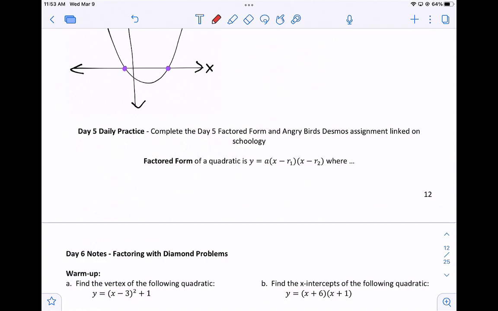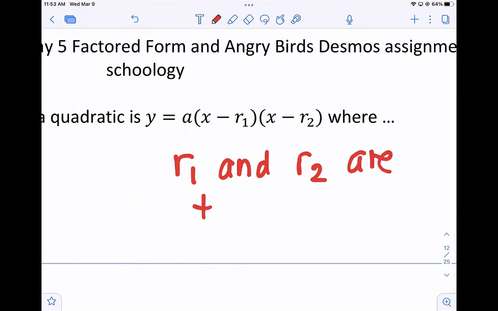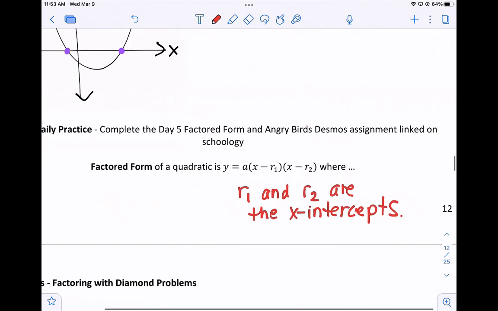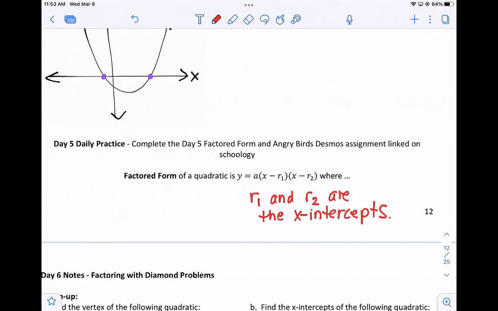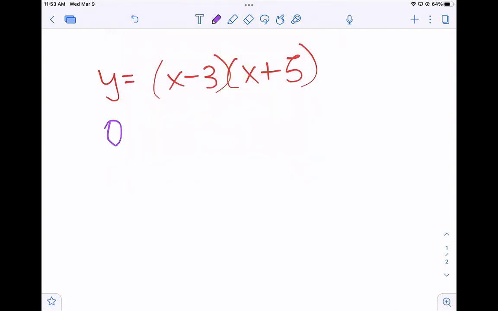All right, so the summary after you do the Desmos will look something like this. Factored form of an equation is in this form: y = a(x − r1)(x − r2), where r1 and r2 are the x-intercepts. All right, and then we'll quickly go over why right now. I'm just going to pull up another sheet of paper. Here's an example. Let's say you had y = (x − 3)(x + 5), and we want to find where that equals 0.